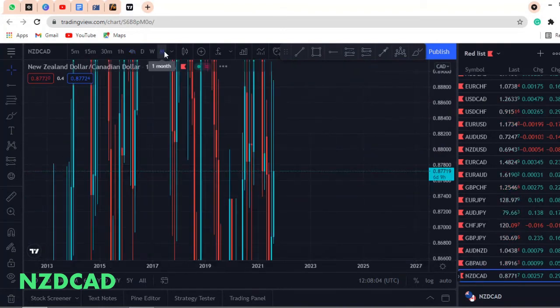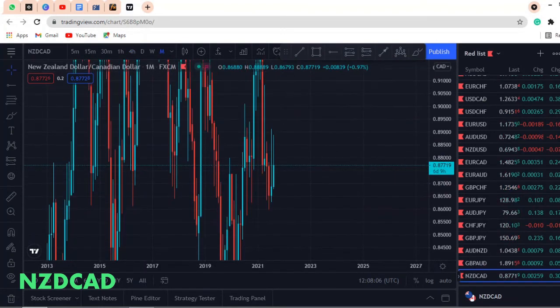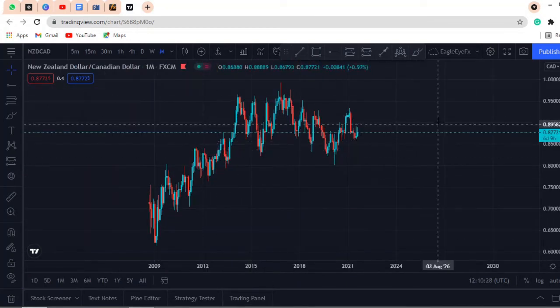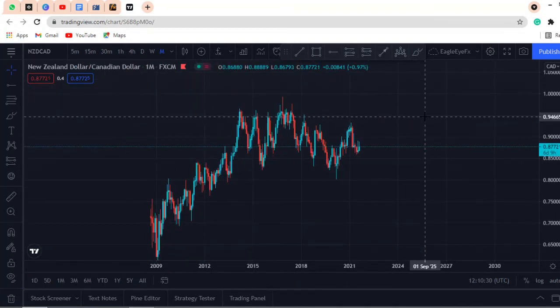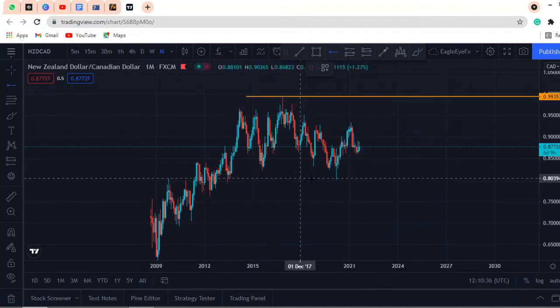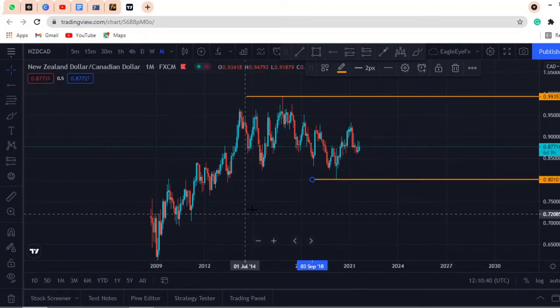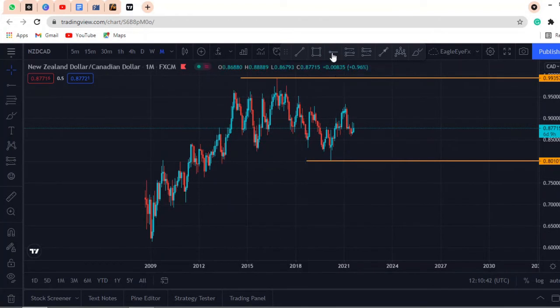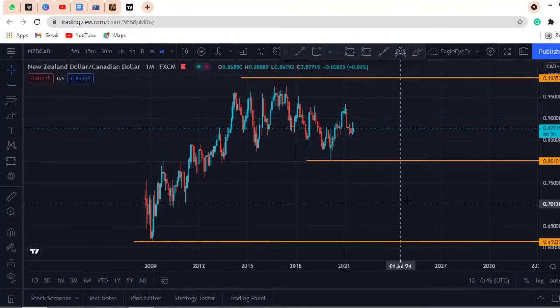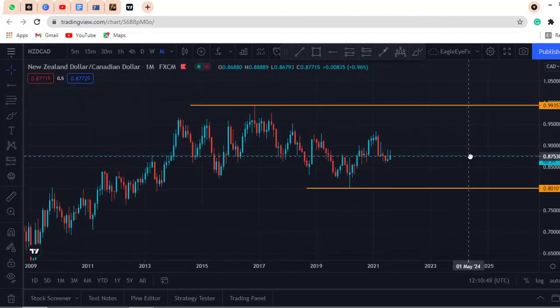NZDCAD, and we'll start from the monthly time frame. So NZDCAD, right? From the monthly time frame, you see this to be my highest level, and the current lowest is this here, right? Even though the overall lowest level is that particular point over there, right? But I'm interested more in the current.